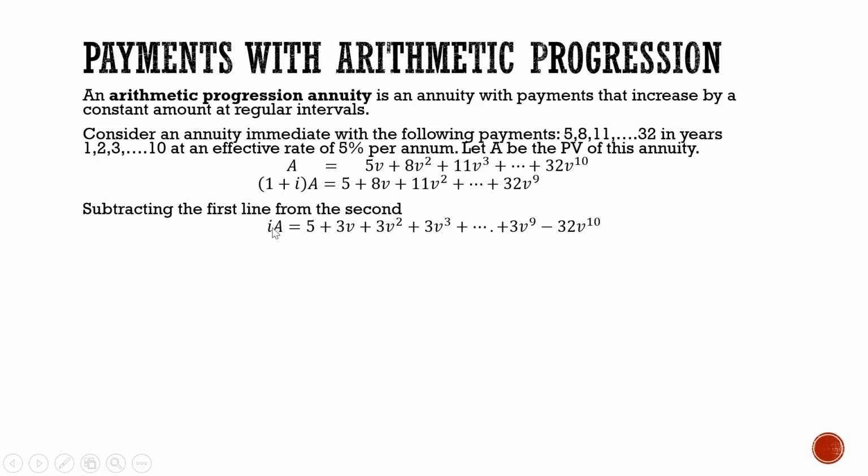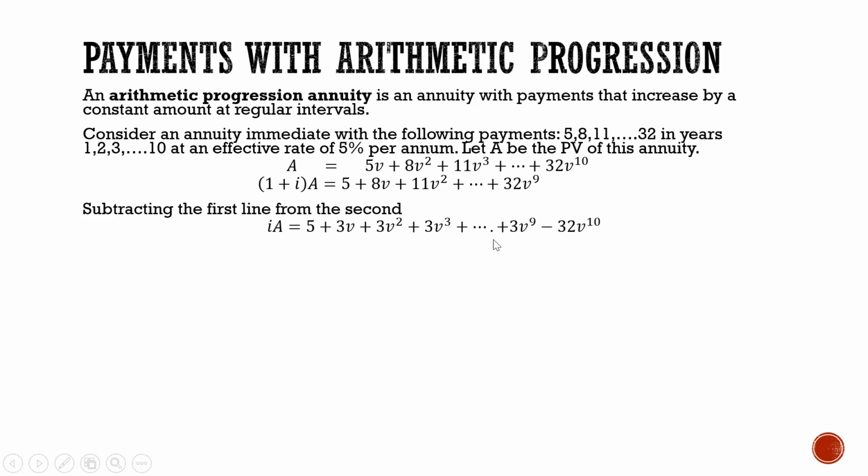So we have iA, so 1 plus i A minus A is iA. 5, we have 5. 8V minus 5V is 3V, and so on. So we have 3V squared, 3V cubed, and continue to 3V to the 9. And the last term becomes negative 32V to the 10, because 0 minus 32V to the 10 is negative 32V to the 10. Now we have a single term.